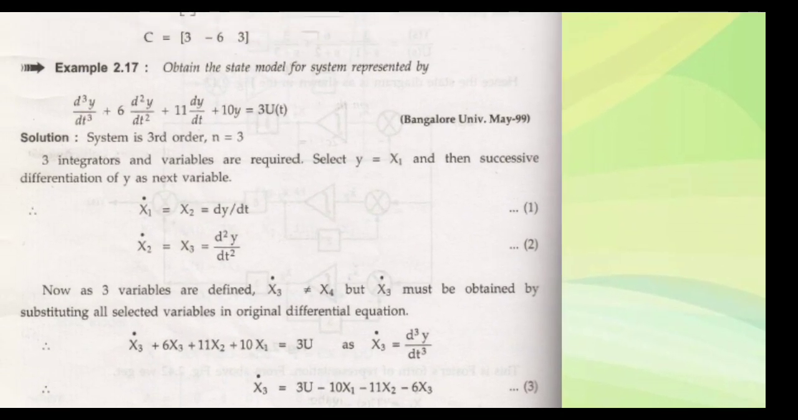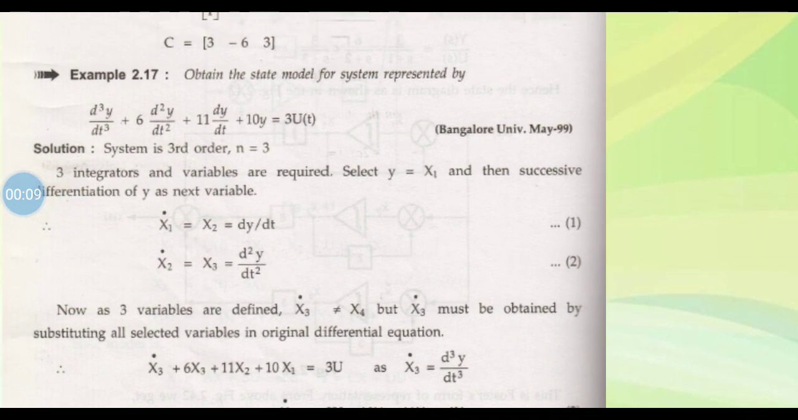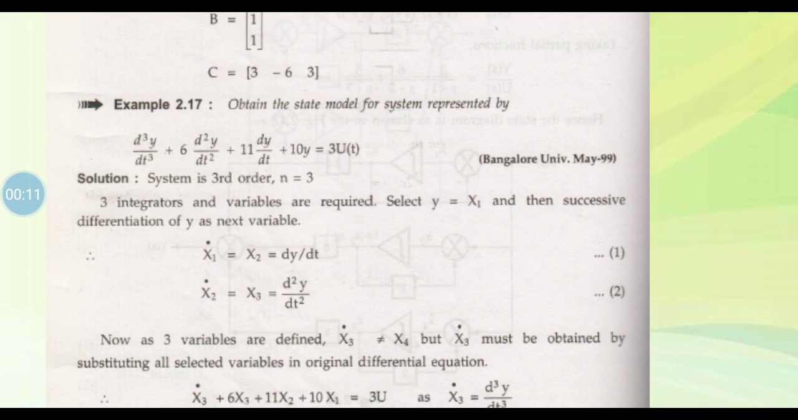So students, in this lecture we will see one more problem. The statement of the problem is, obtain the state model for the system represented by d cube y by dt cube plus 6 d square y by dt square plus 11 dy by dt plus 10y is equal to 3u of t. Now, the highest order is 3, so the system is third order, n is equal to 3, and hence 3 integrators and variables are needed.